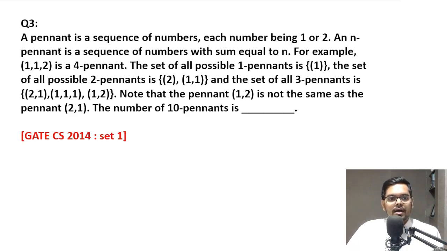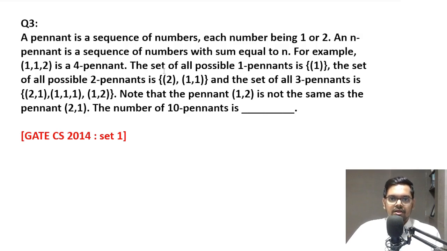The question says a pennant is a sequence of numbers, each number being 1 or 2. An n-pennant is a sequence of numbers with sum equal to n. For example, 1, 1, 2 is a 4-pennant. As you can see, 1 and 2 are the only digits used while making a sequence as per the data. Only 1 or 2 can be used, other numbers cannot be used. And what is an n-pennant sequence as per the question, where the sum of the digits is equal to n. Yes, 1 plus 1 plus 2, sum of the digits is 4, right? So the 4-pennant ordered set makes sense.